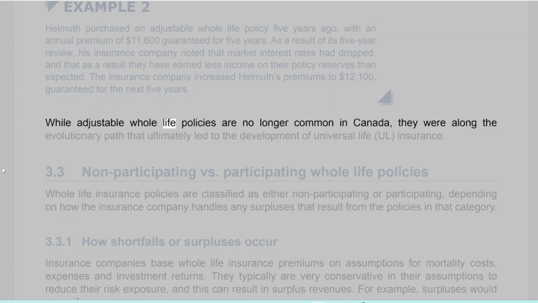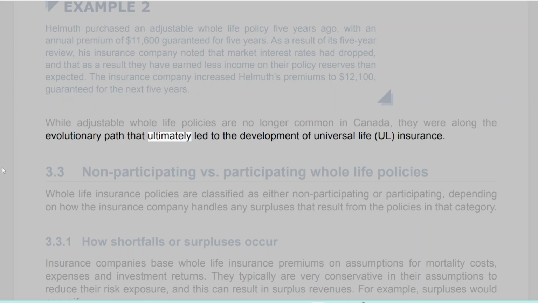While adjustable whole life policies are no longer common in Canada, they were along the evolutionary path that ultimately led to the development of universal life (UL) insurance.